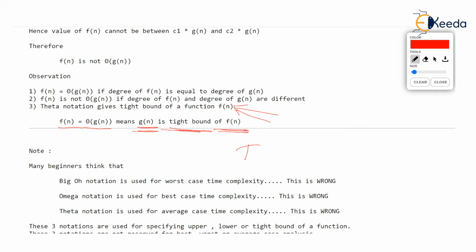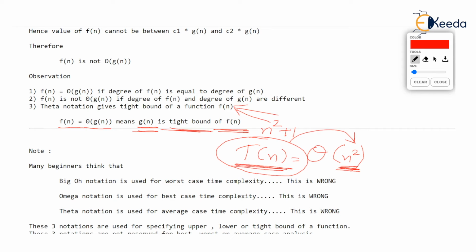If somebody tells you that Tn is theta of n square, suppose, then you know T is a function of n, like f of n. And this n square written inside the theta notation is a function of n. Then what you understand is surely this Tn must have been some polynomial like n square plus 1. Definitely, because it is theta of n square, both have the same degree. Maybe Tn was 3n square plus 1, whatever. But the degree of Tn and degree of Gn are equal when we say theta notation.